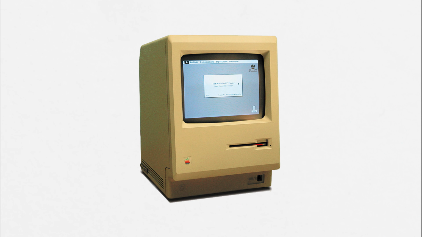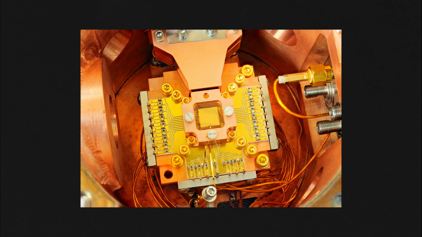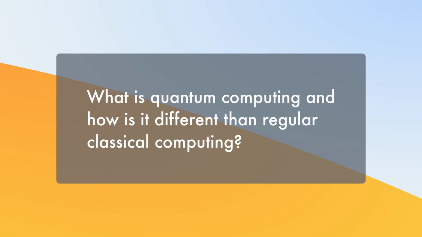Right now, we're approaching the limits of how small we can make classical computers. If you make transistors, the switches inside computers, any smaller, electrons will be able to quantum tunnel through them. But can we use these problematic quantum effects for good? Quantum computing uses quantum phenomena for a new avenue of computing. What is quantum computing, and how is it different than regular classical computing?